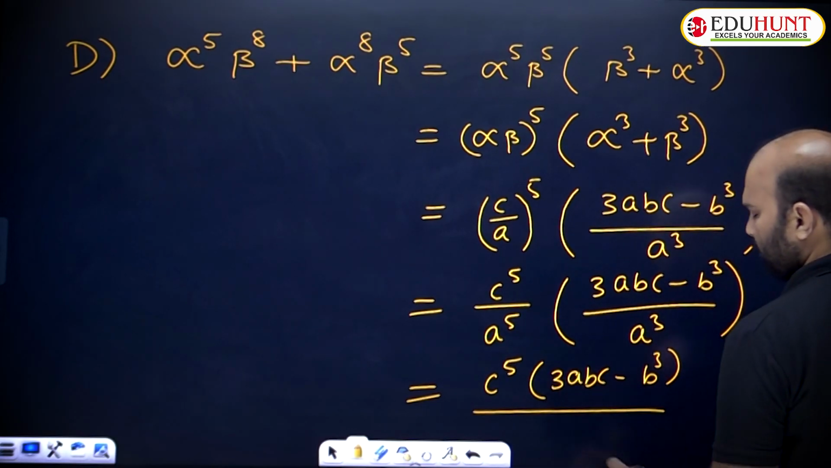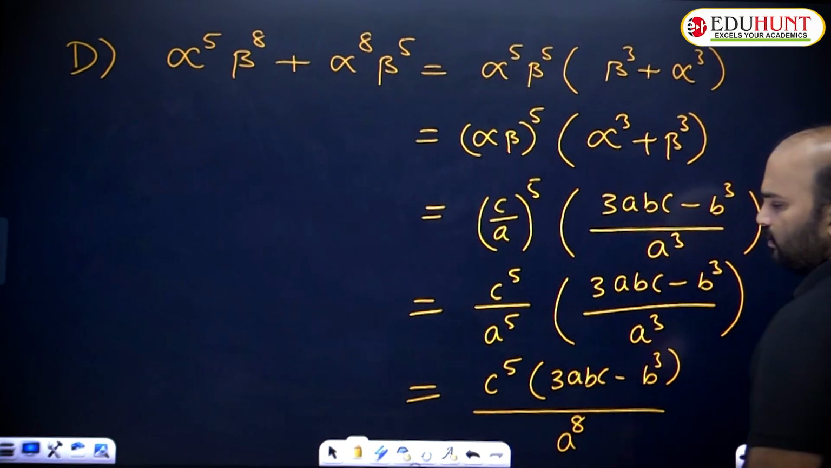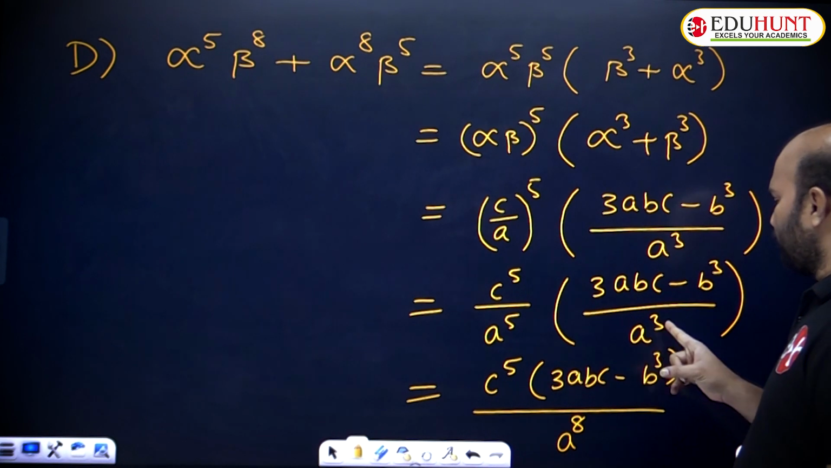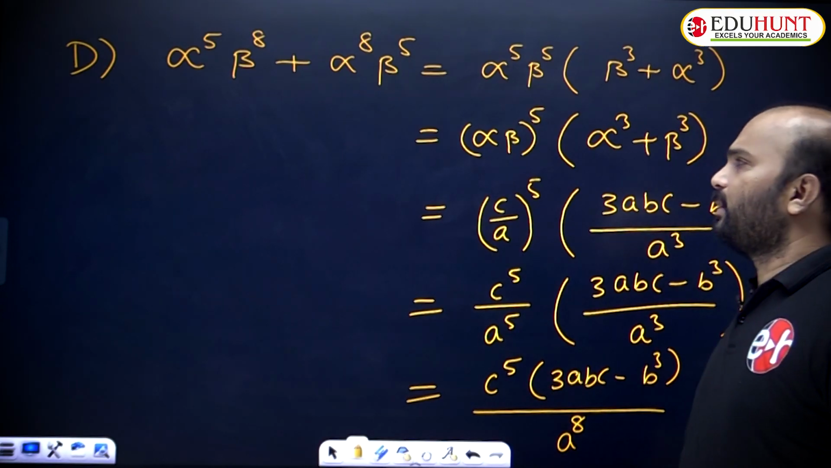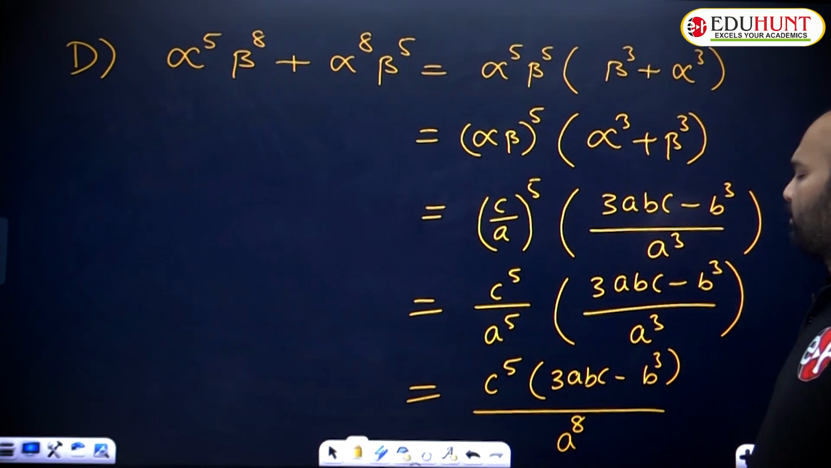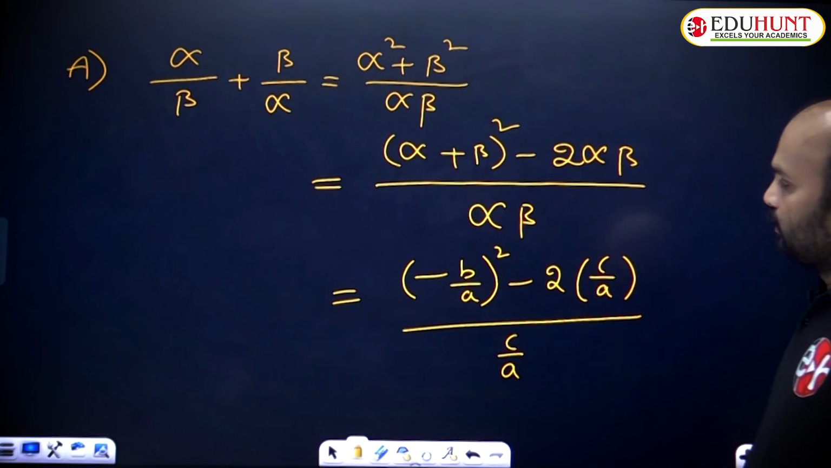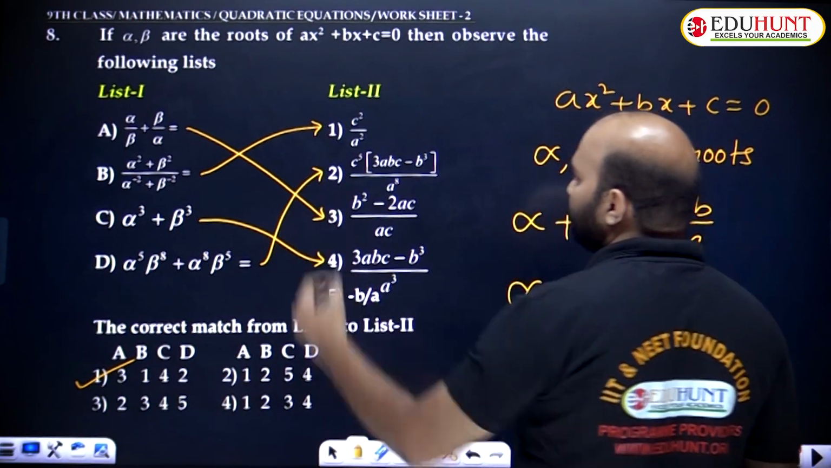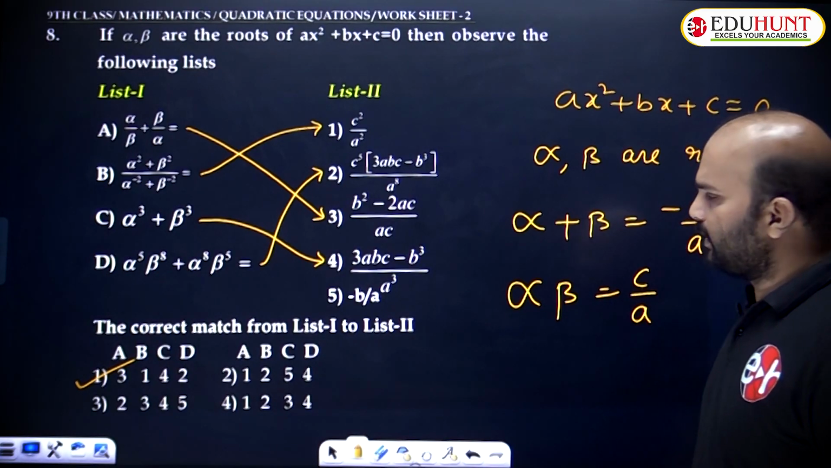A power 5 into a cube, a power m into a power n is a power m plus n, so a power 5 into a cube can be written a power 8. So this is the value of alpha power 5 into beta power 8 plus alpha power 8 into beta power 5. Which option is the right answer here? Last one, D, coincides with the second option, c power 5 into 3abc minus b cube by a power 8.